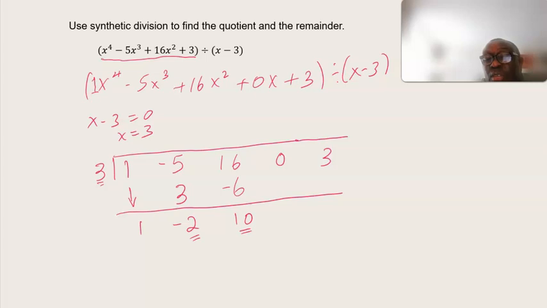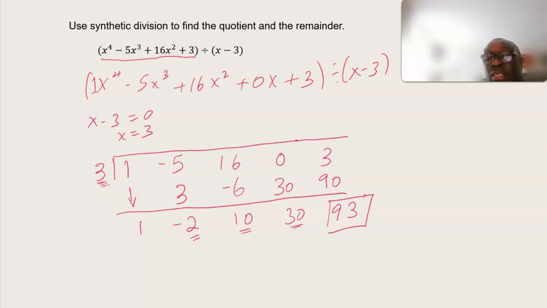Then you do +10 times 3, that gives you +30. Then you add these two, you get 30. Then you multiply this 30 by this 3, you get 90. And then you add these together, you get 93. Now, this number that we have here is the remainder.